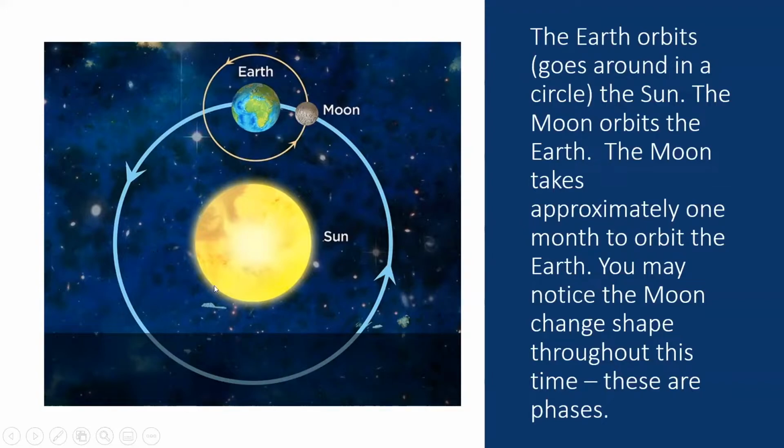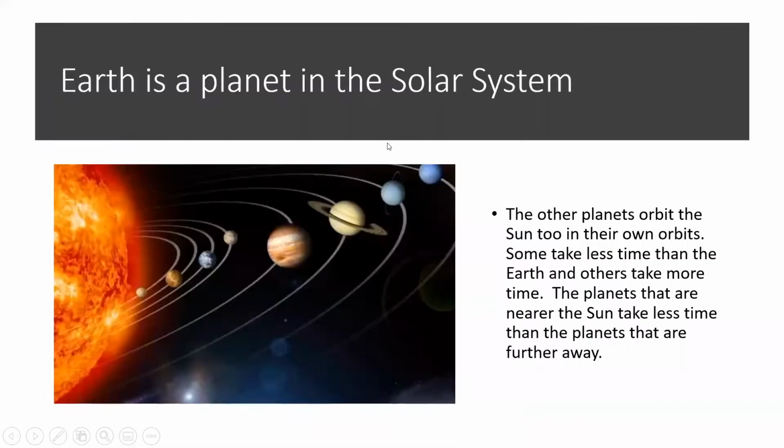The earth orbits the sun in 1 year, which we'll talk about more in later slides, but the moon orbits the earth. So the moon takes approximately 1 month to orbit the earth. You may notice the moon changes shape throughout the month. These are known as the moon's phases. And there will be another video about the moon, the tides and the phases, and how it affects things on Earth. We'll just talk about the Earth and the sun today mainly.